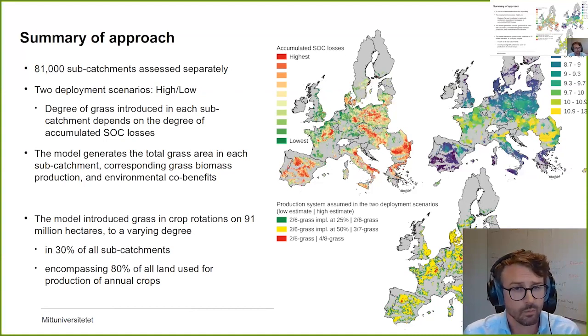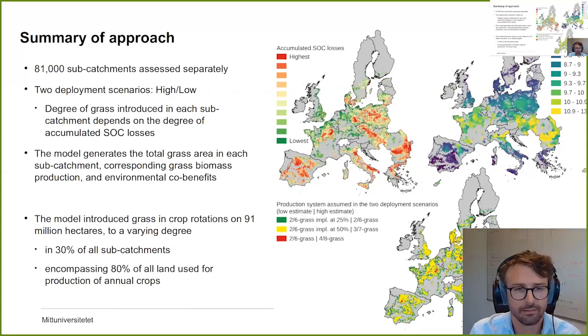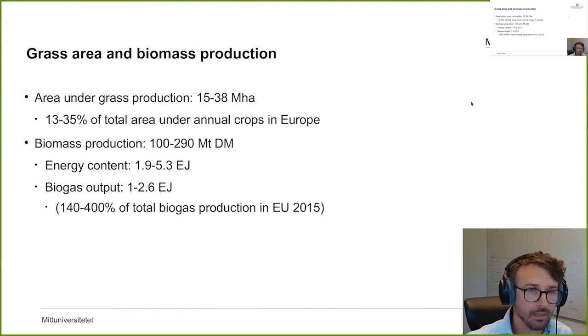So what the model found was that we should introduce grass in crop rotations on a whopping 91 million hectares, to a varying degree, of course. And this means 30% of all subcatchments, and this land contains 80% of all land used for production of annual crops. So we're not talking about some small measures here. We're talking about a massive transformation of the entire agricultural system. And the total area that would be under grass production in these scenarios is between 15 and 38 million hectares, which corresponds to 13 to 35% of the total area under annual crops in Europe. So a large amount of land.